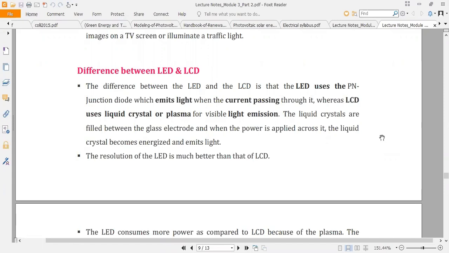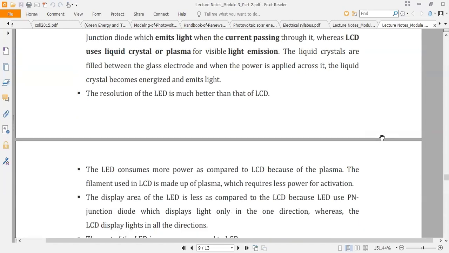So what is difference between this LED and LCD? The main basic technical point I have explained. Okay. The second point is the resolution. Resolution of this LED is much better than that of LCD. Okay. Resolution of LED is better than LCD. Resolution क्या होता है? Number of pixels.